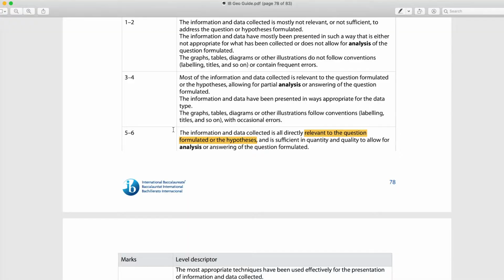So now we're going to be looking at the top mark band real quick. And it's talking about how the information and data collected is all directly relevant to the question formulated or the hypotheses. Now, I'm going to talk about this later on as well, but what I noticed in Maths 1 is that his findings were only really relevant to his overall guiding question, rather than the actual individual hypotheses which he set out to do. What I would do instead, or at least what I did, is answer each one of those hypotheses separately, and then say, okay, now that we've answered hypotheses 1, 2, and 3, I can say with this level of certainty that my findings are this or that. So definitely try and answer your hypotheses and your guiding questions separately. Hypotheses first, and once you've done them, then answer your overall IA guiding question.